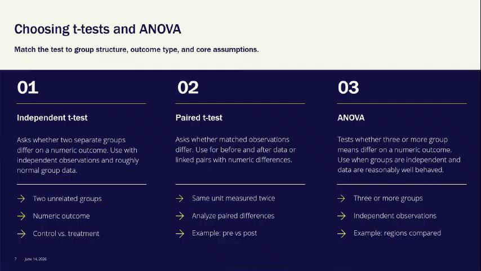Finally, we make a decision. We either reject the null hypothesis or fail to reject it. Importantly, hypothesis testing tells us whether evidence exists for an effect. It does not tell us how large that effect is.